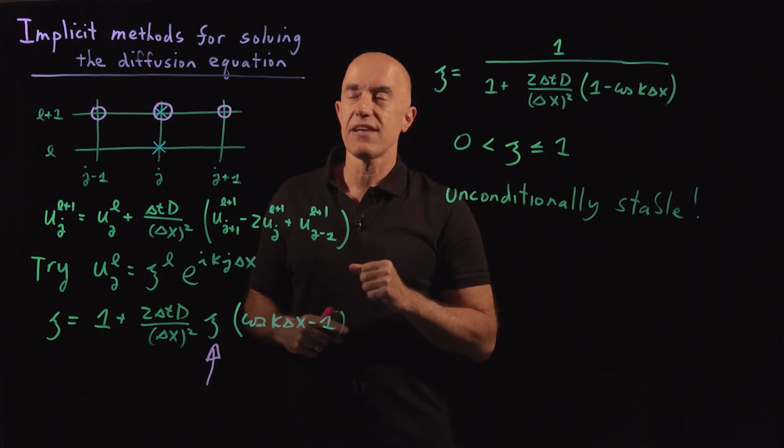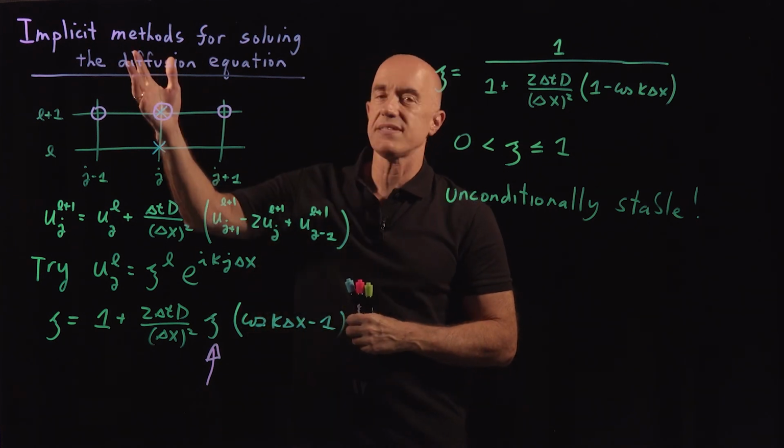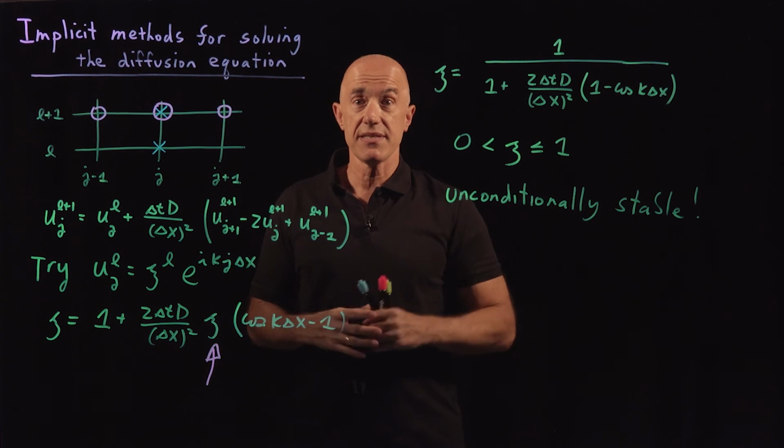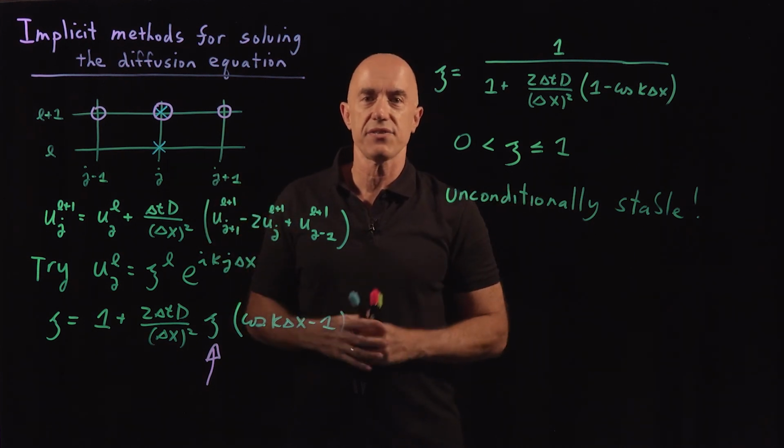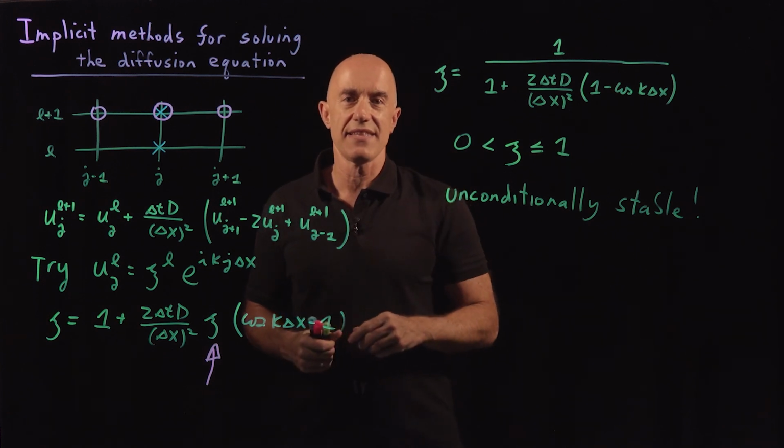It turns out that if we combine both the implicit scheme and the explicit scheme, we get a very nice scheme that's called the Crank-Nicolson method, and we'll see that in the next video.